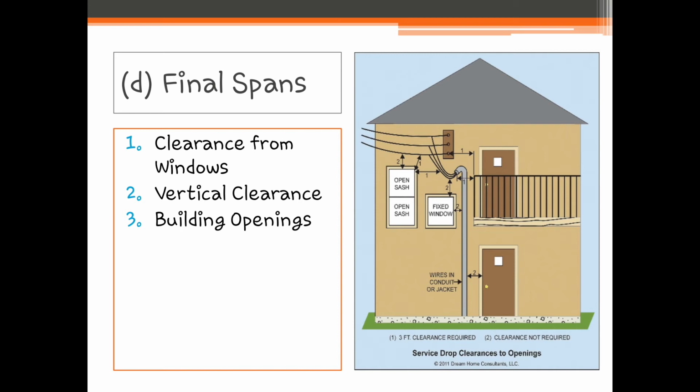Next is vertical clearance. The vertical clearance of final spans above or within 900 millimeter measured horizontally of platforms, projections, or surface from which they might be reached shall be maintained in accordance with 2.25.1.18.